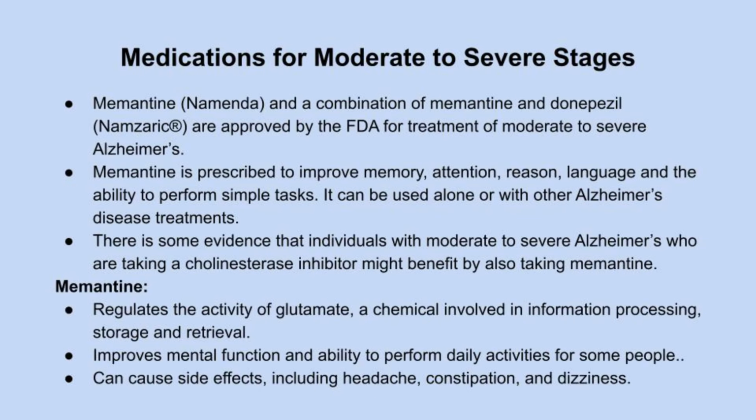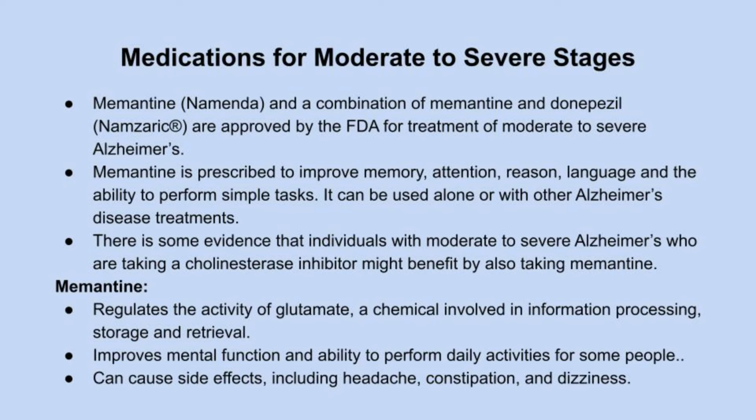Another medication is called memantine, which is Namenda. And there's also a combination medication of memantine and donepezil. And those are approved by the FDA for the treatment of moderate to severe Alzheimer's. Memantine is prescribed to improve memory, attention, reason, language, and the ability to perform simple tasks. So this can be used alone or with other Alzheimer's disease treatments.